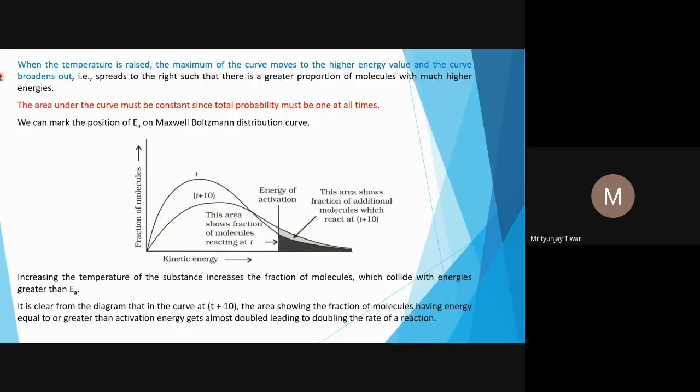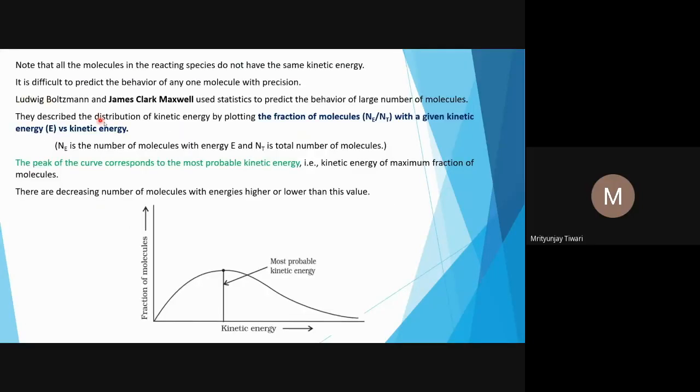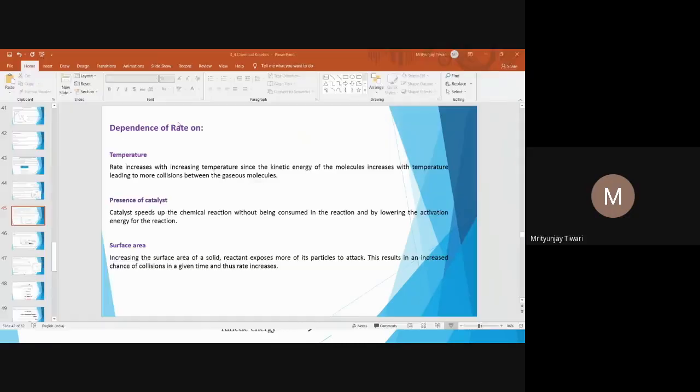So we can mark the position of E on the Maxwell Boltzmann distribution. This we call the Maxwell Boltzmann distribution, after Ludwig Boltzmann and James Clerk Maxwell.